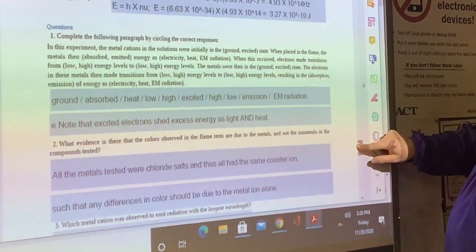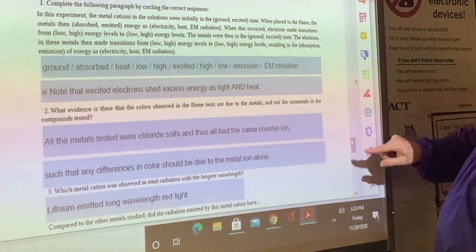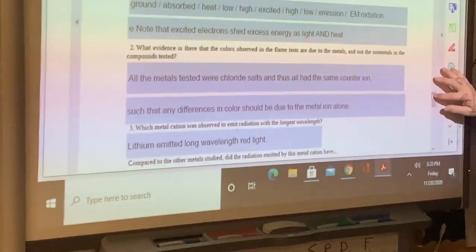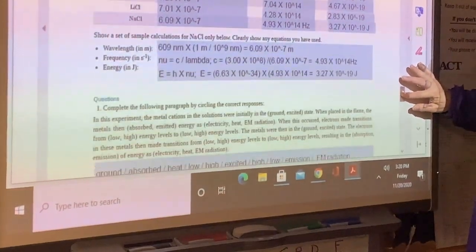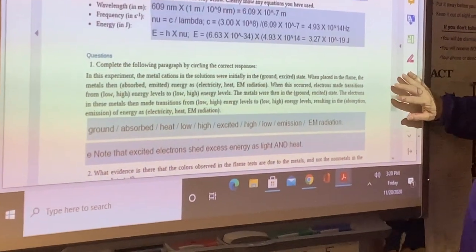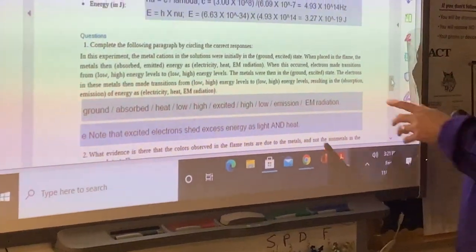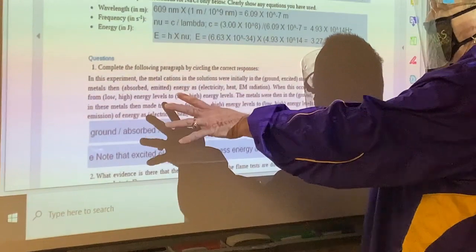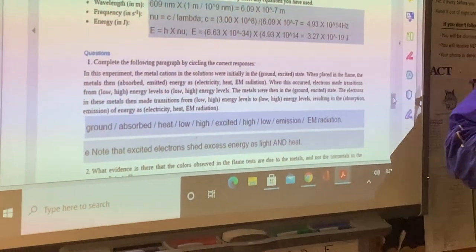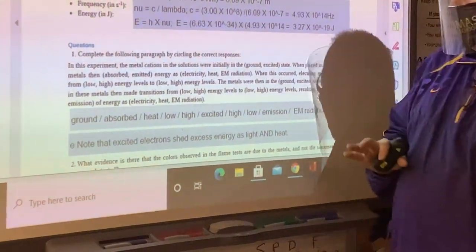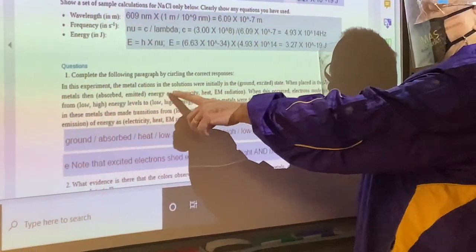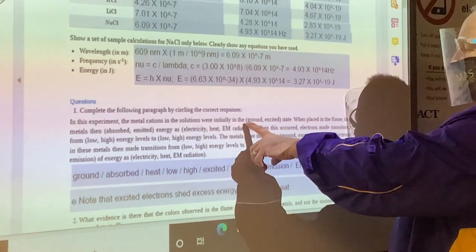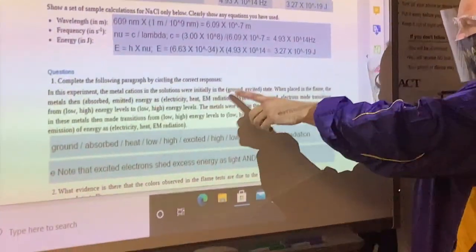Now, let's answer our questions, okay? I'm going to pull out this paragraph that says, complete the following paragraph by circling the correct responses. Depending on what you're using, if you're using DocCalc, that's fine, you can circle it, but I just have you write it down here. It says, in this experiment, the metal cations in the solution were initially in the ground or excited. Pick one. But I'll just tell you, they're in the ground state.